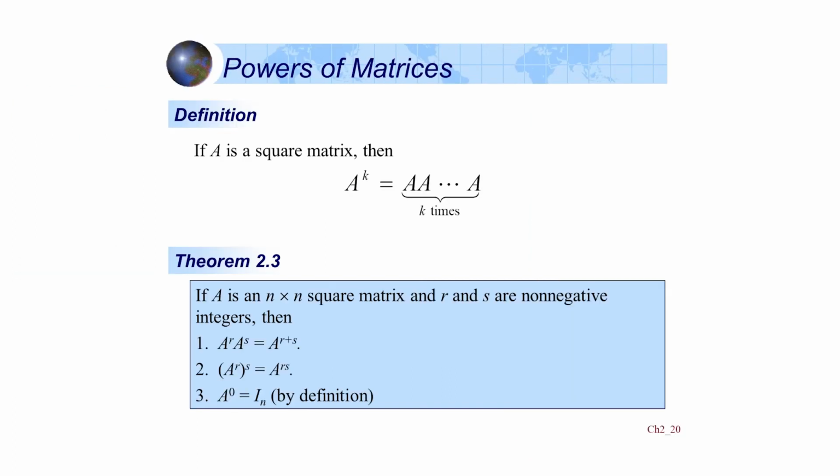So powers can be defined, and they satisfy the properties mentioned in the theorem here. A to r multiplied by A to s is A to r plus s. This is an easy consequence of the definition. A to r, to the power s, is A to rs, also a direct corollary of the definition.